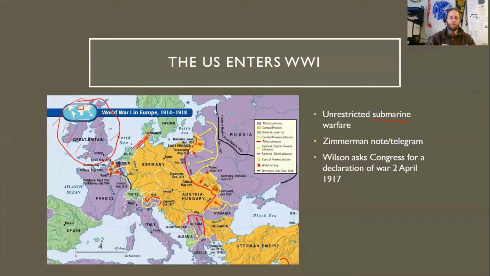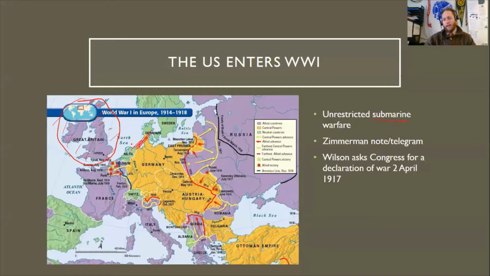So the unrestricted submarine warfare was impacting United States citizens, hundreds of them were being killed, mostly aboard British and French vessels, but also the loss of economic goods being lost to the submarines was causing a lot of angst within the United States population. The final push, however, is the Zimmerman note, or the Zimmerman telegram.